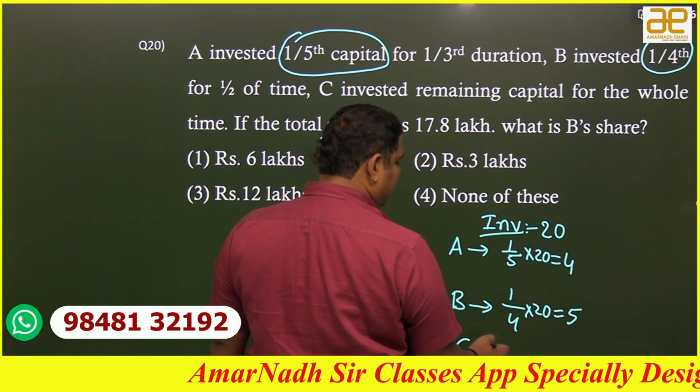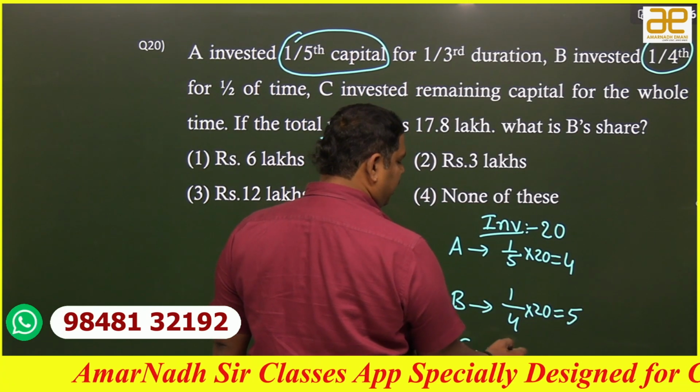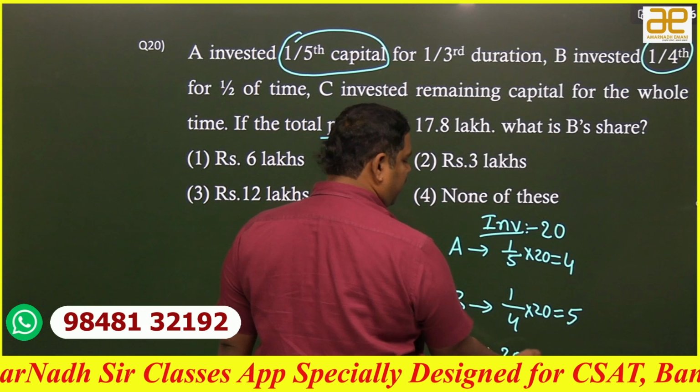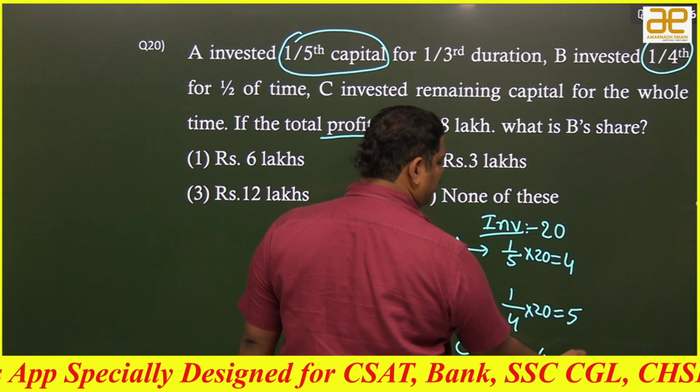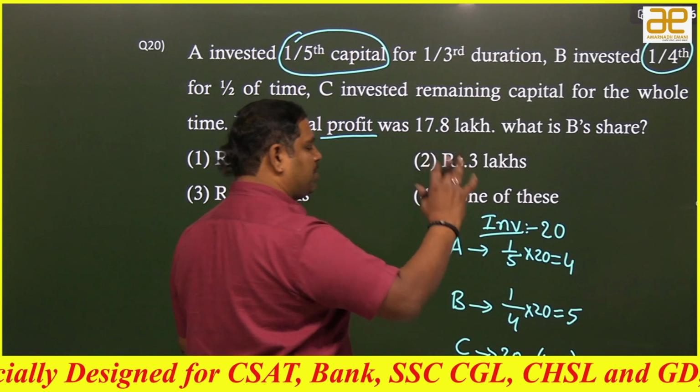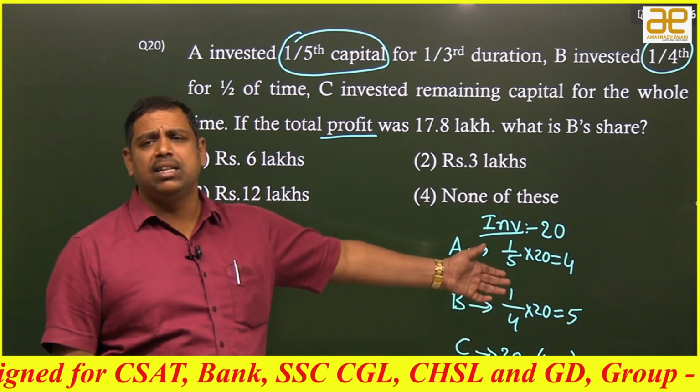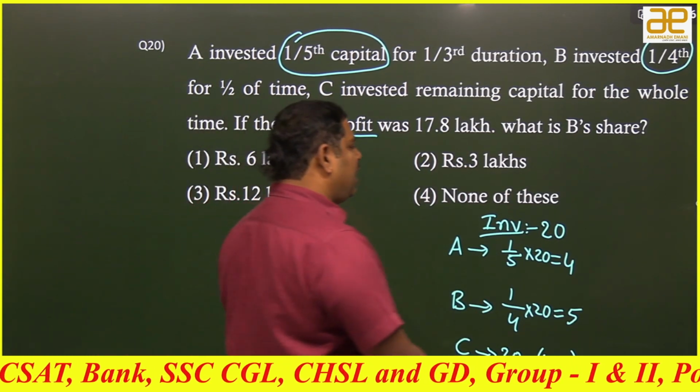And coming to C, the remaining amount means out of 20 I have to remove these two, that is 4 and 5. 4 plus 5, I remove 9. So 20 minus 9 is how much? 11 rupees. So this is the investment's point of view. Now it is easy for us. Similarly, go with the time also.